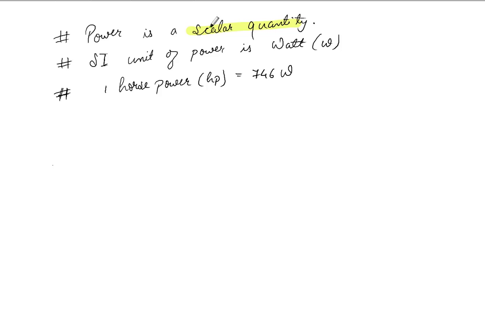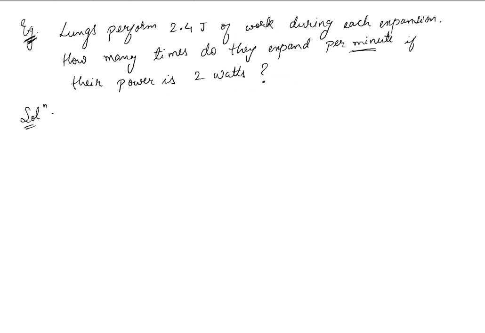It is a scalar quantity, and SI unit of power is watt, which is denoted by capital W, and other commonly used unit of power is horsepower, and 1 horsepower is equal to 746 watts. Let us solve an example based on the definition of power.